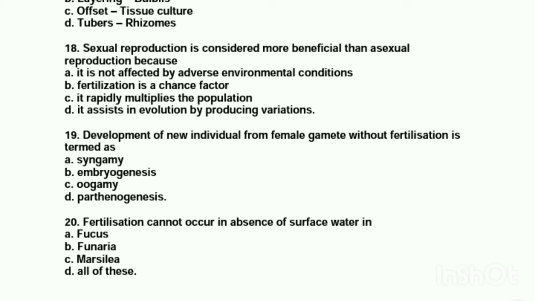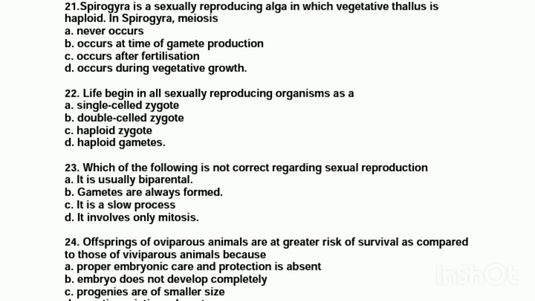Fertilization cannot occur in the absence of surface water in Fucus, Funaria, Marsilea, all of these. D. Spirogyra is a sexually reproducing alga in which vegetative thallus is haploid. In Spirogyra, meiosis occurs after fertilization. C. Life begins in all sexually reproducing organisms as a single-celled zygote.